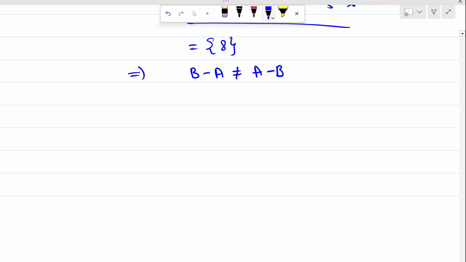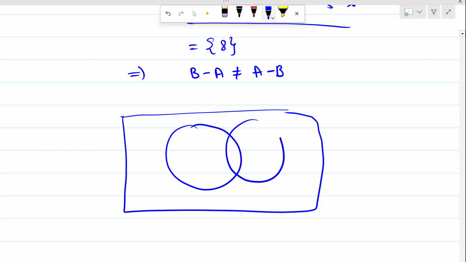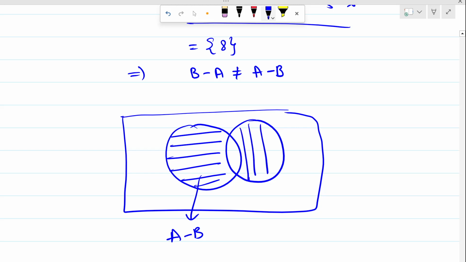So in a Venn diagram we represent A minus B and B minus A as follows. This is set A and this is set B. So this horizontal line region is A minus B, and this vertical line region is B minus A.